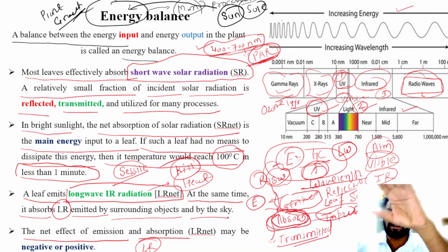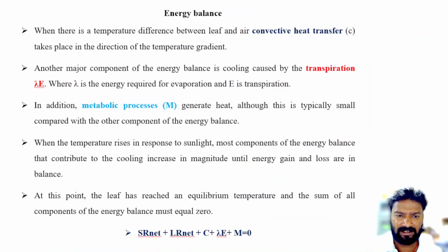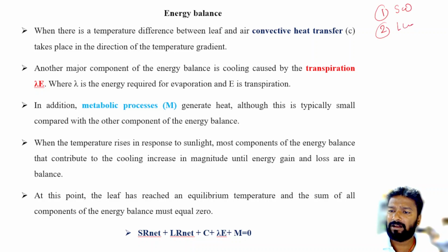If they are emitting, then there will be a negative. So this is about the energy balance. Two components of energy balance we have discussed. First one is the short wave, second one is the long wave. Now third is the convective heat transfer.